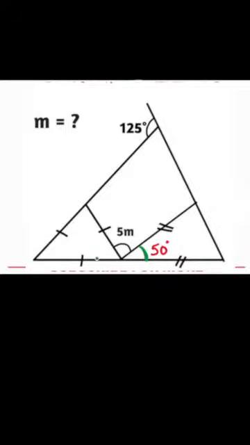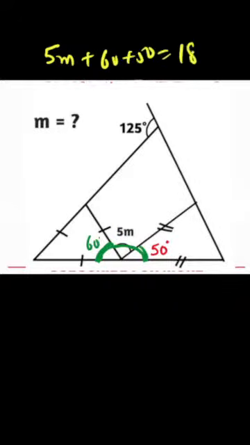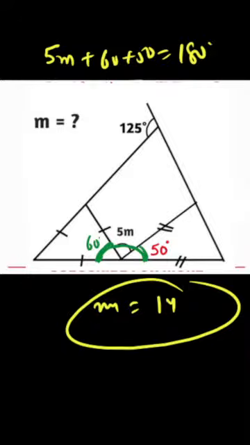See, we have 50 degrees. This angle is also 60 degrees because it is an equilateral triangle. Now you can use the property of the straight angle, which is adding all of these angles together will give you 180. So 5m plus 60 plus 50 is equal to 180, and on solving this, your value for m is going to be 14. 14 is the right answer. 12 is incorrect. You can check your logic, and I hope it is clear to every one of you.